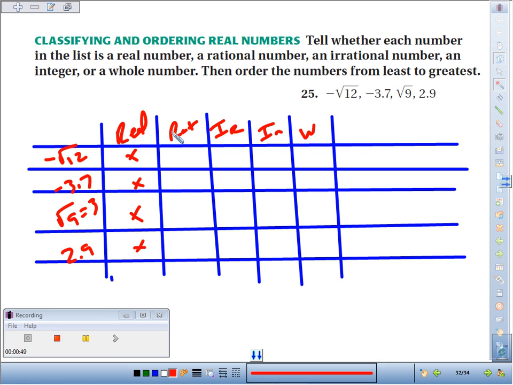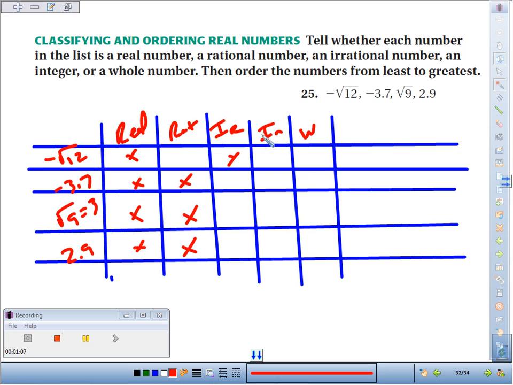Rationals can be written as fractions. Doesn't include square roots of imperfect squares, but terminating decimals are rational. Square root of 9, which is a nice integer, those are rational. 2.9 is a terminating decimal, so it's rational. Square root of 12, again, that was an imperfect square. When you take the square roots of those, you get irrational numbers.